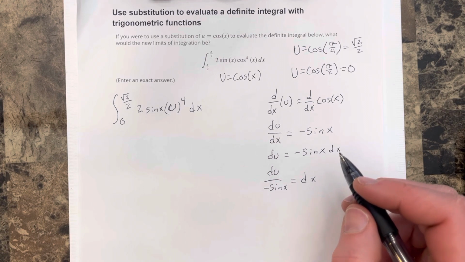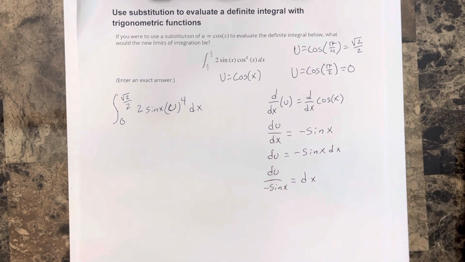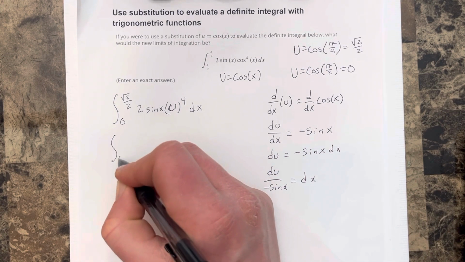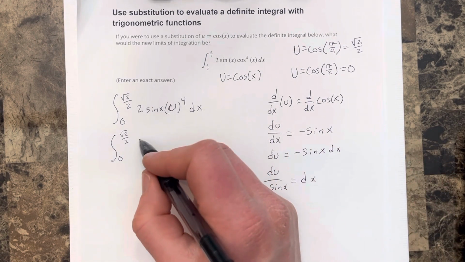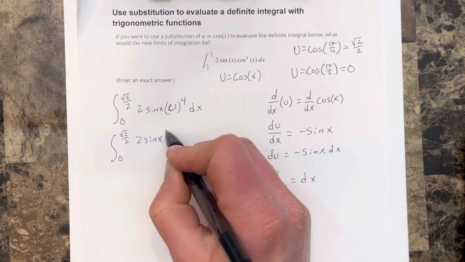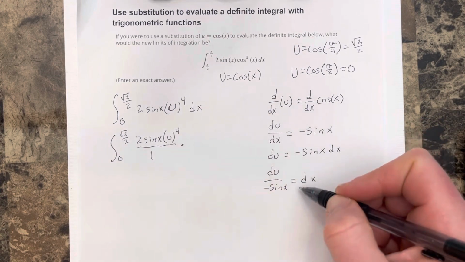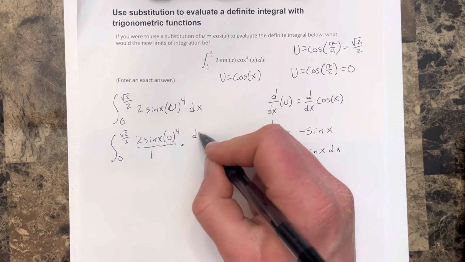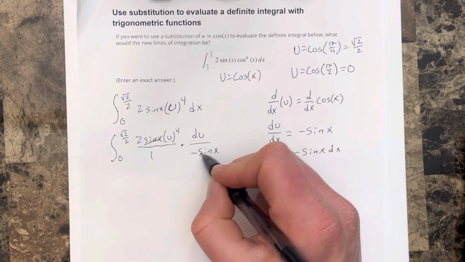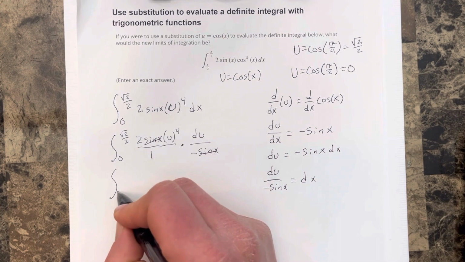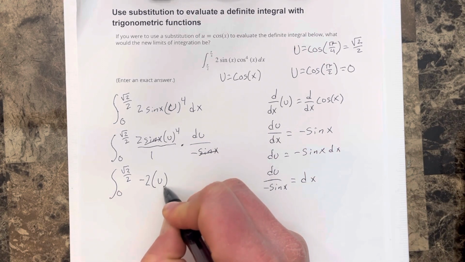So then we're going to do some substituting here. Let's substitute du over negative sine x into this function for dx. So we get the integral from 0 to root 2 over 2, and we would get 2 sine x u to the 4th over 1 times, when I substitute this piece for dx, I get du over negative sine x. The sine x's are going to cancel, and I'm going to get negative 2 there. So integral 0 to root 2 over 2, negative 2 u to the 4th du.